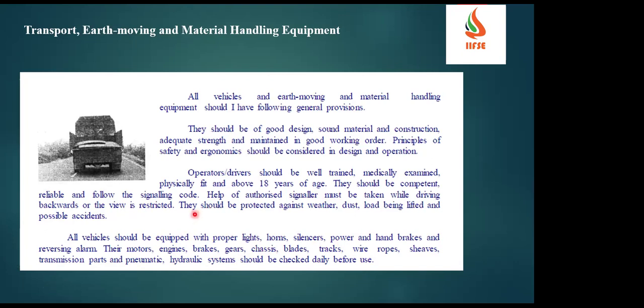And also they should be protected from the weather, dust, load being lifted, and possible accidents. Now all the vehicles should be equipped with proper lights, horns, silencer, power and handbrakes, and the reversing alarm. Their motors, engines, brakes, gear, chassis, blades, tracks, wire ropes, sheaves, transmission parts, and the pneumatic hydraulic system should be checked daily before use. Finally, there should be a proper maintenance system in place to check the condition of the vehicle.